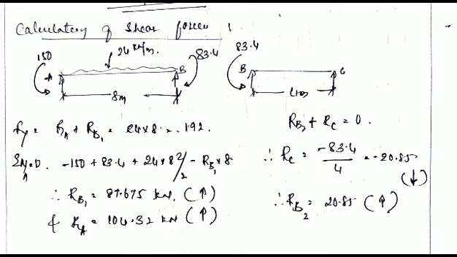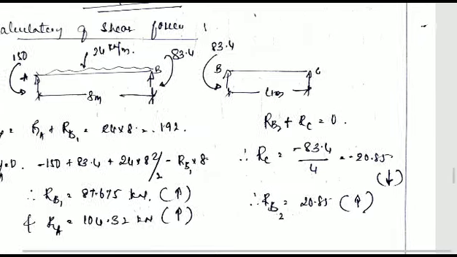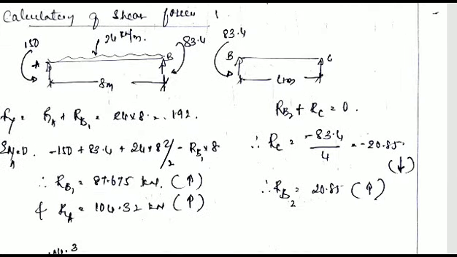Similarly, for the second member BC, we can see the vertical forces are RB plus RC. There are no vertical forces downwards, so that will be 0 here. So taking moment at C equal to 0, we know that there is only one moment, 83.4, acting in the anti-clockwise direction. So minus 83.4, and again the reaction at B will be RC into 4, which is also in the same direction. Therefore, the reaction at C, RC, is equal to minus 83.4 divided by 4.